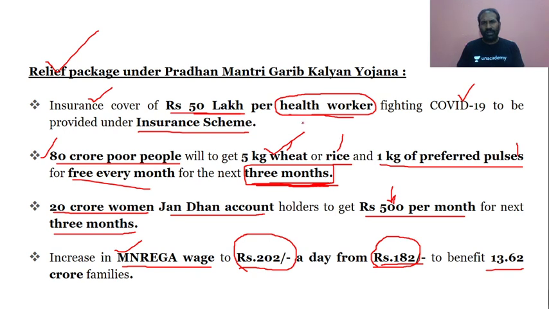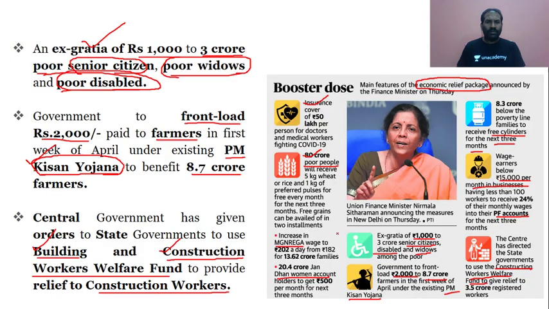And in regards to the relief package, health workers have been covered with an insurance scheme of rupees 50 lakh for each health worker. Also wheat or rice, 5 kgs, either of it, and pulses will be given for the next 3 months. Then Jan Dhan accounts for women, rupees 500 per month. MGNREGA wages have been increased from rupees 182 to 202. Then 1000 would be given to poor citizens, poor widows and disabled, and rupees 2000 will be paid to the farmers through the existing Pradhan Mantri Kisan Yojana.